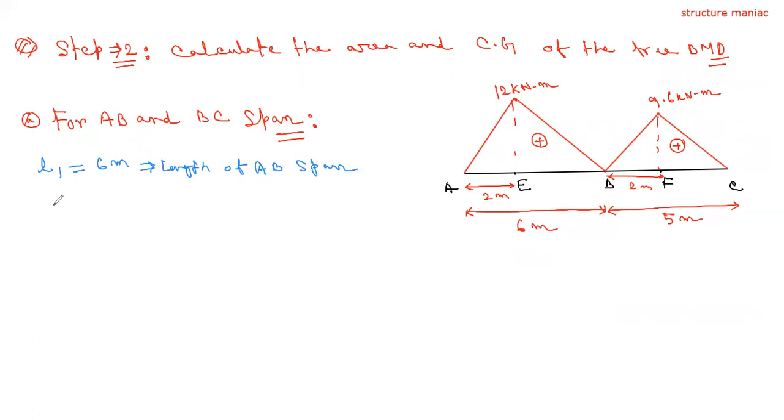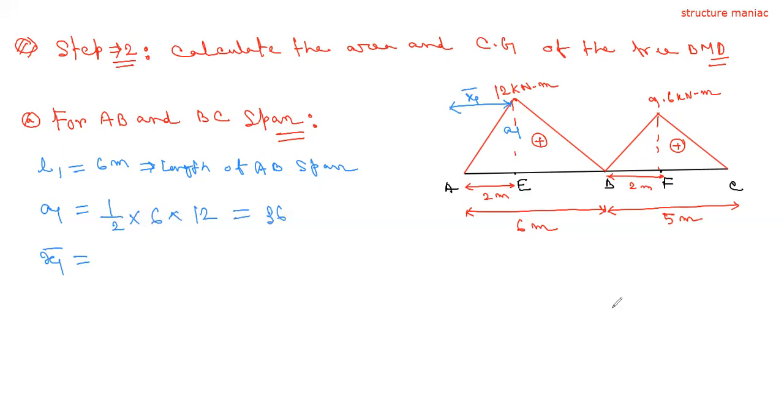Now A1, that is the area of this bending moment diagram. What will be the value of A1? It's a triangle. Half into the base 6 into the height 12, that will give you the value 36. Now we need to calculate the x1 bar. What was x1 bar? That is the CG distance of this area A1 from A, from the left side. That one is your x1 bar.